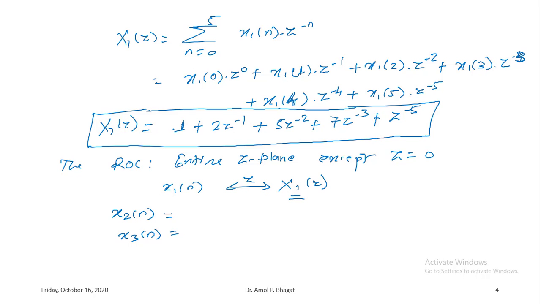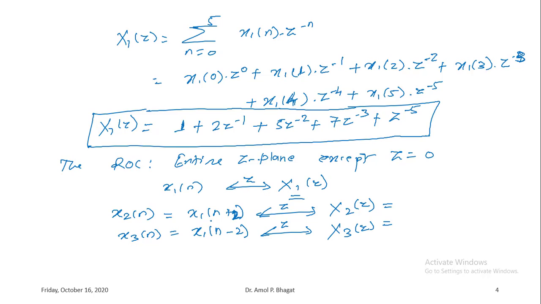So here we can write simply x2 of n is equal to what? x1 of n plus 1, right? Sorry, n plus 2. So it is the advanced version of x1 of n, while x3 of n is the delayed version of x1 of n. So it will have the z transform. The z transform of x2 of n will be indicated as x2 of z, and the z transform of x3 of n will be indicated as x3 of z, right?